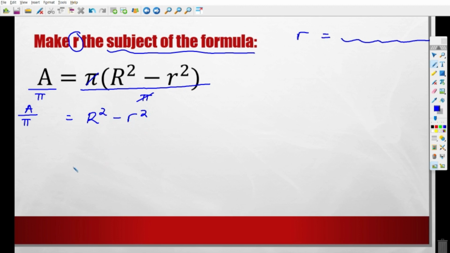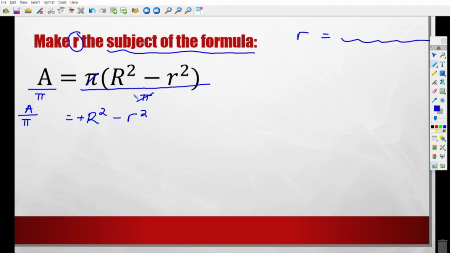I want to get little r by itself. Now I ask myself, what's happening to little r? I've got a big R squared here. Is it being multiplied by little r? No, it's being added to little r. There's a plus here in the front, so we've got positive R squared minus r squared. How do I get rid of a positive? What's the opposite of positive?